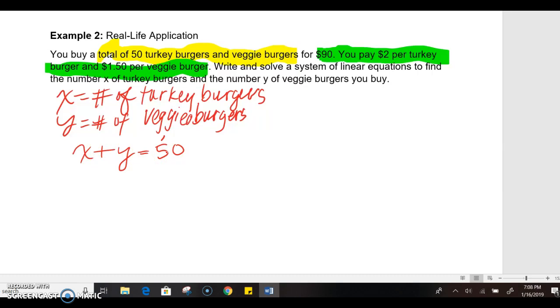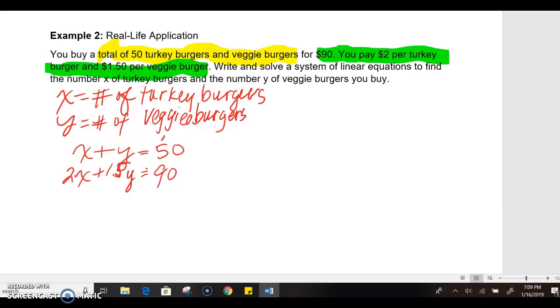My second equation says I pay $90. So 90 is my total. Remember, your total always goes at the end of the equation. And it says I pay $2 per turkey burger. So 2x, per means multiply. And then $1.50, so 1.5 times y. So my 2 equations are there.